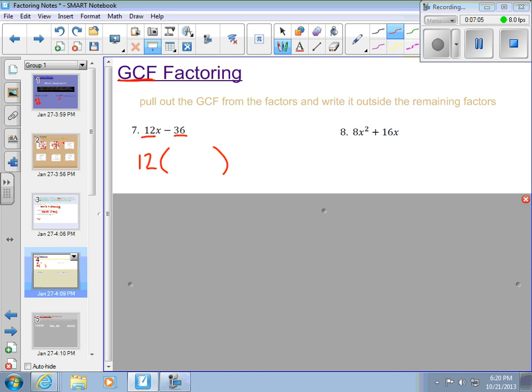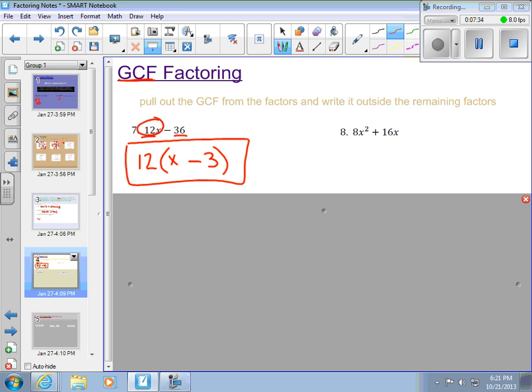What you want to do then, inside the parentheses, is write what remaining factors would be left over if you were to distribute. So 12 times what is going to be 12x? Just x. 12 times what would equal 36? 12 times 3 would equal it. That is now factored out into 2 terms. All right, let's try another one.